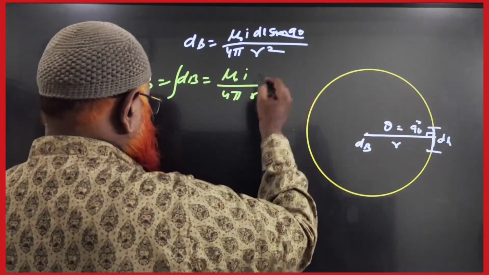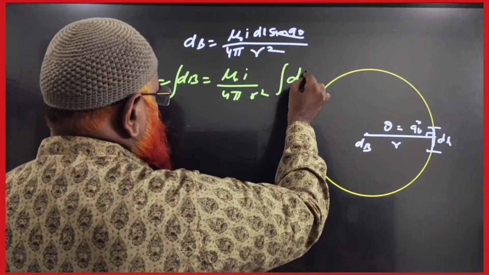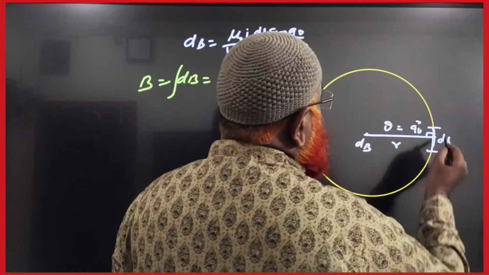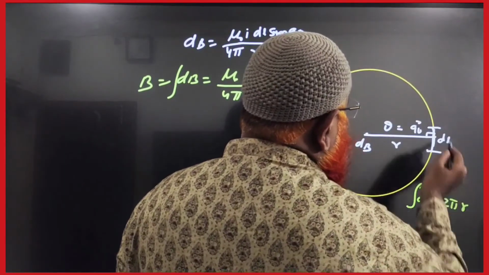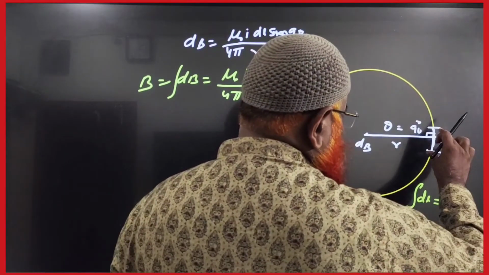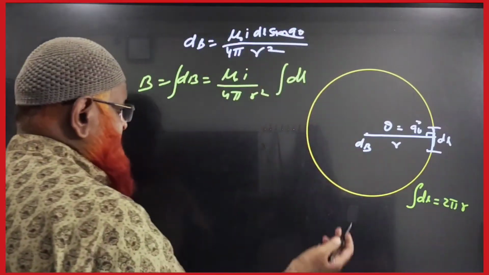Only dl you have to integrate. If you integrate dl, you will get the total length, no? So what is the integration of dl? It is nothing but 2 pi r, the circumference of a circle. The total circle is 2 pi r.